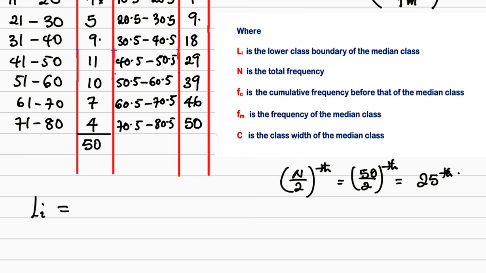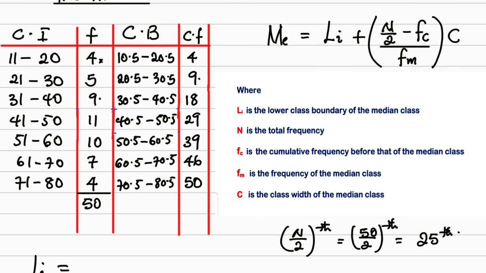That is the position. Now, for you to actually know what will happen, you come down to your table, you check where 25 falls within the cumulative frequency rank. Now, if you check, this is exactly where it falls, okay? And the reason being is that this is 29. If you check from the cumulative frequency side, you can only have 25 in this region. So this is the median class.